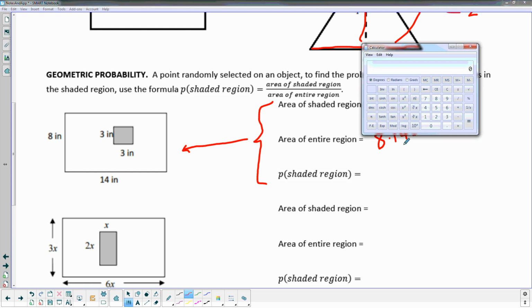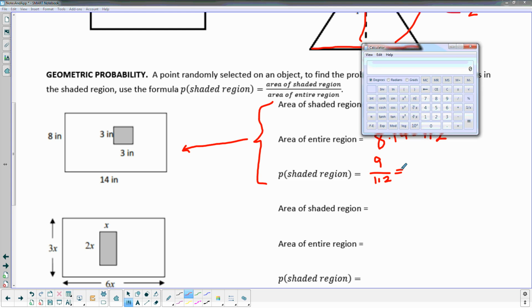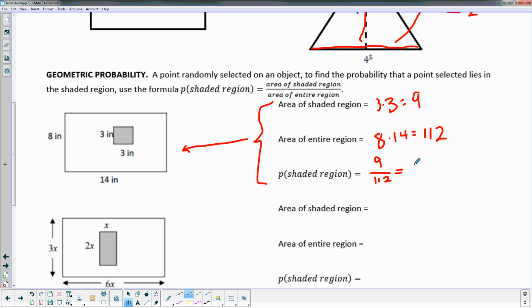Let me double check that. Yeah, 112. So 112. And that means the probability of landing in the shaded region is the area of the shaded region, 9, divided by 112. In this one, we can get a decimal answer. That's okay. 0.08. Let's just round it to that.